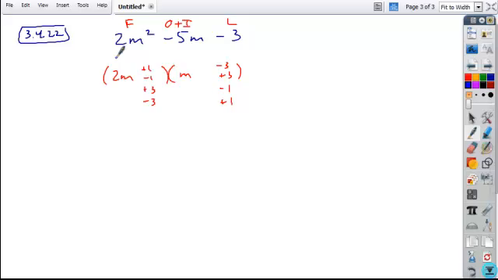So when you test, so we have our FOIL, right? The only two factors that give you 2m squared are 2m and m, so we know what our first term is. Our last term has to be a total product of -3, so those are the only 4 combinations, right? A +1 and a -3 or a -1 and +3 in one of those combinations. So we're going to test our outer plus inner products. Which of these give us a total sum of -5m?